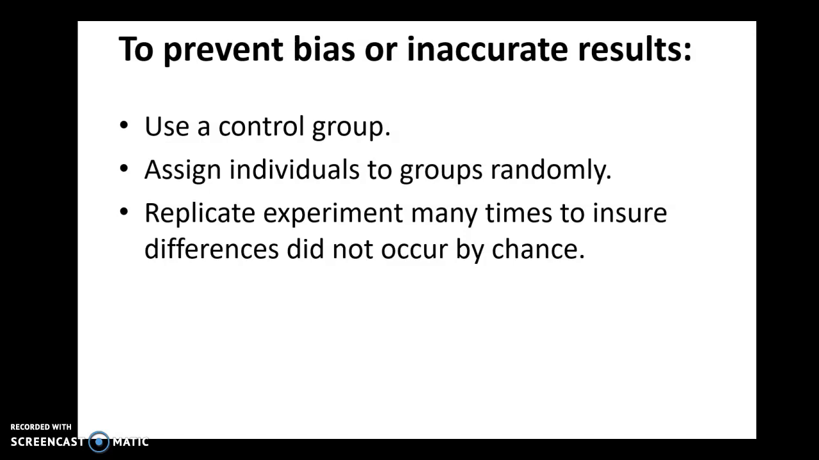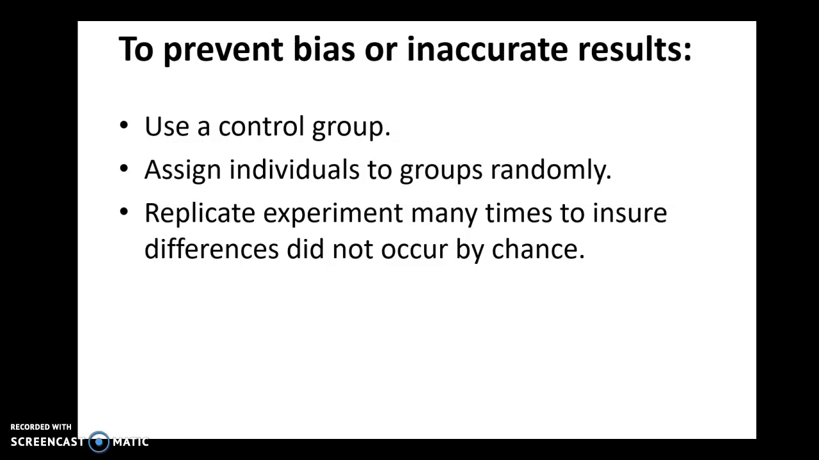With my weight loss example, if there's different people, depending on how overweight they are, maybe somebody's 30 pounds overweight, maybe somebody's 10 pounds overweight, maybe somebody's 100 pounds overweight, we can't decide which group they go into. That will create bias and inaccurate results.